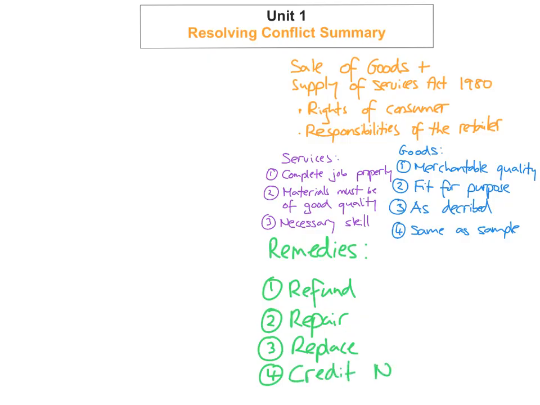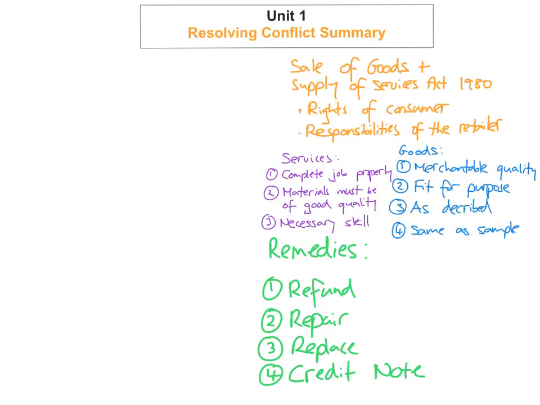And just one thing to note is you get to decide what you want if the product is faulty or if there's something wrong with the product or the service. You get to decide if you want a refund, a repair, a replacement, or a credit note. A lot of businesses try to make you have a repair or give you a credit note because they want you to keep spending money in the shop, but you are entitled to a full refund if there's a problem on their end.